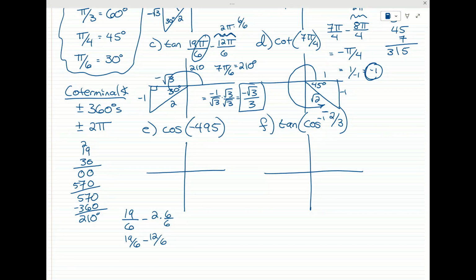Oh, yeah, negative root 3 goes to the left. So when you have a negative over a negative, that does turn positive. Thank you, LeBron. So positive root 3 over 3.